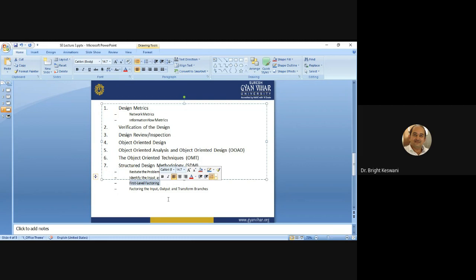So what this methodology suggests is that you should proceed to first level factoring. First, you specify a main module, whose purpose is to invoke the subordinates. The main module is a coordinating module, and for each input data item or each output data item, it coordinates with the subordinate modules.